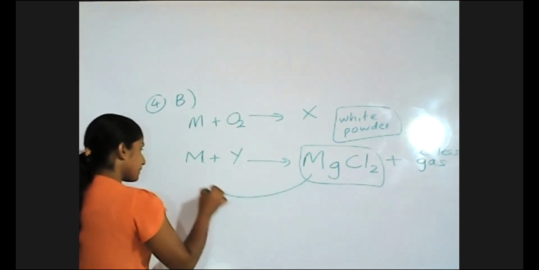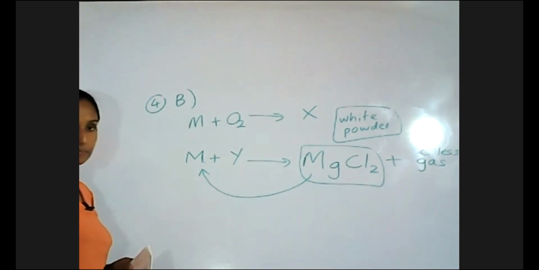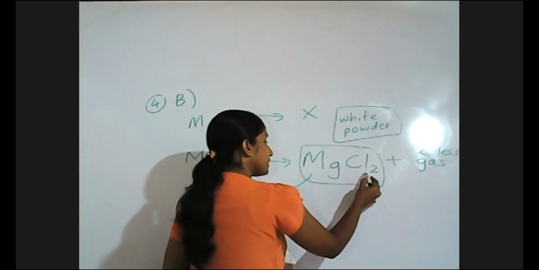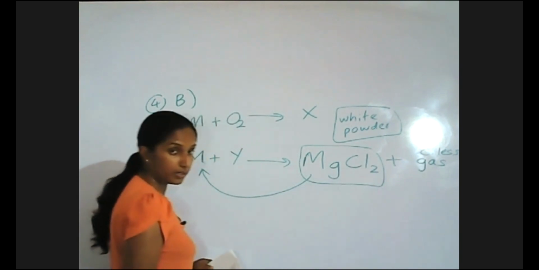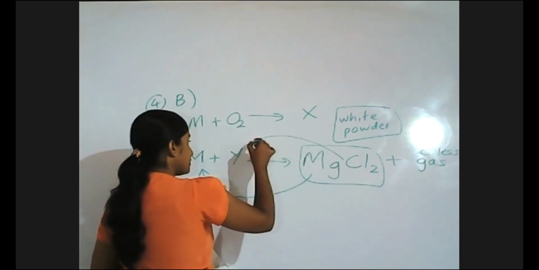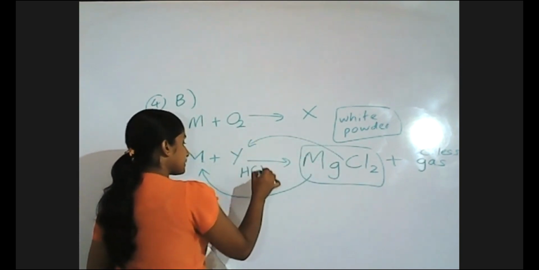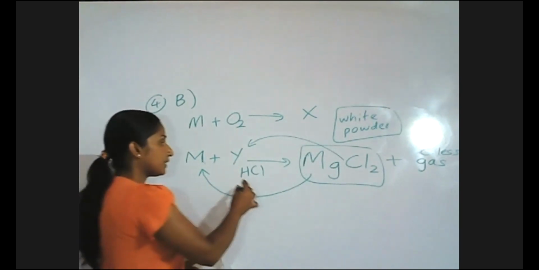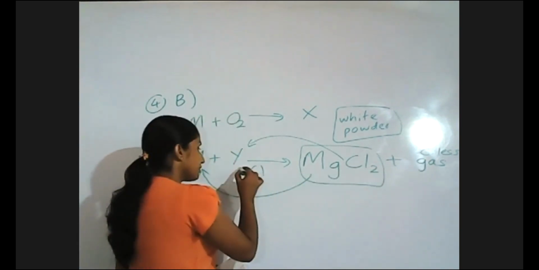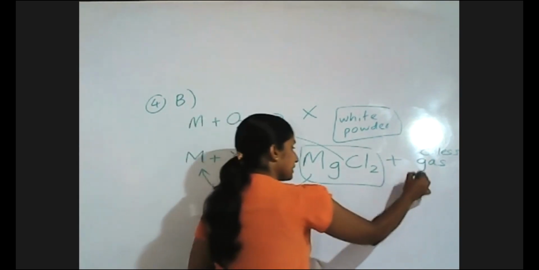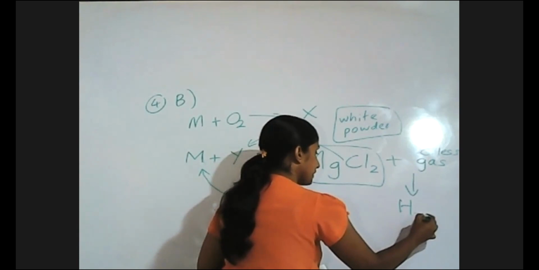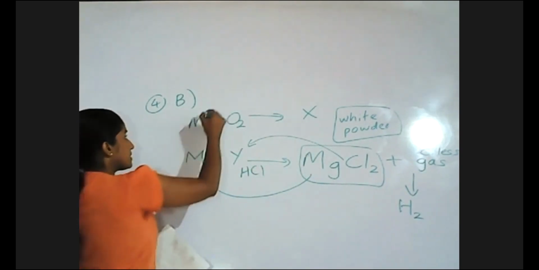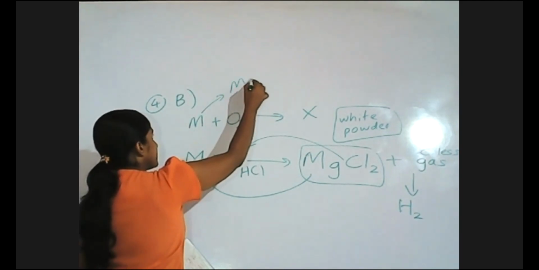If it forms magnesium chloride here, then M should be magnesium. If the salt is magnesium chloride, then Y should be HCl. Then what is the colorless gas here? If we use HCl here, this colorless gas should be hydrogen. Then M is magnesium.